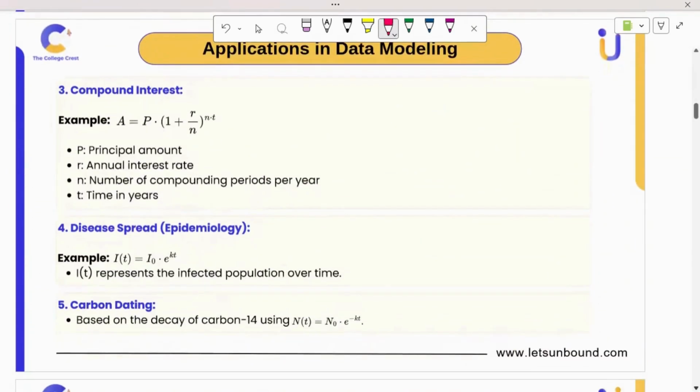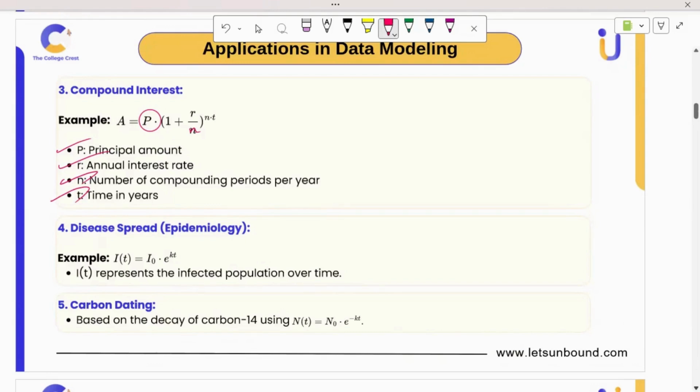Compound interest, one of the important applications in finance. A is principal times (1 plus r by n) to the power n t. So principal is the initial amount. Here r is the annual interest rate. But it depends on whether it is compounded annually or monthly, so that we divide by n, right? Monthly means you will divide by 12. Quarterly means you will divide by 3, every 3 months it will be compounded. And t is in here. So these kinds of manipulation will be done depending on the context.